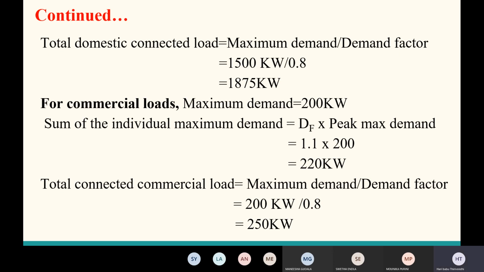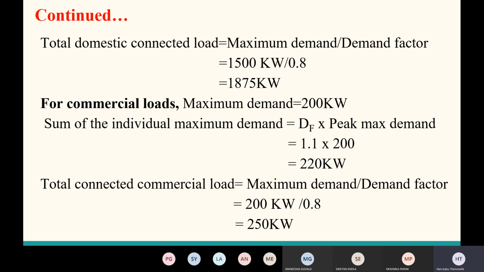Similarly, industrial load, connected load is equal to 1.25 into 10,000 by 1, that is equal to 12,500 kilowatt. So all of you write down.